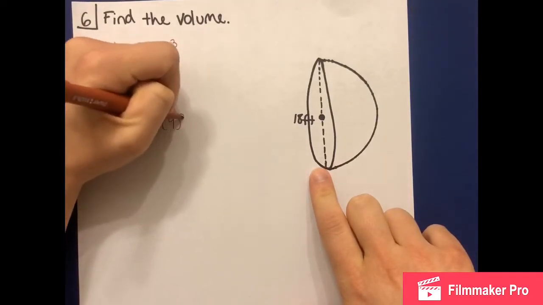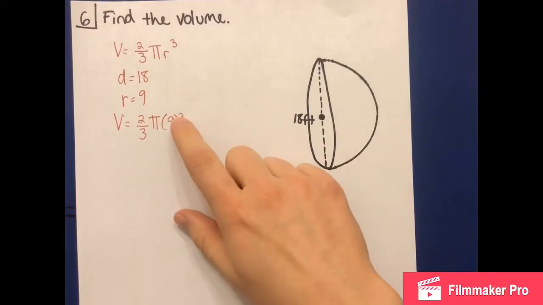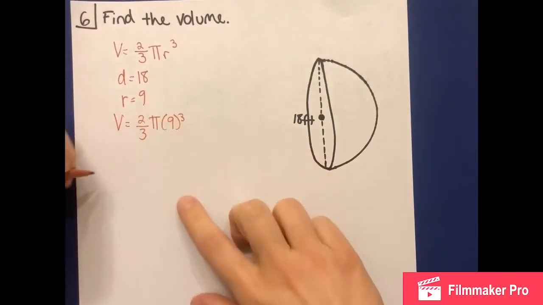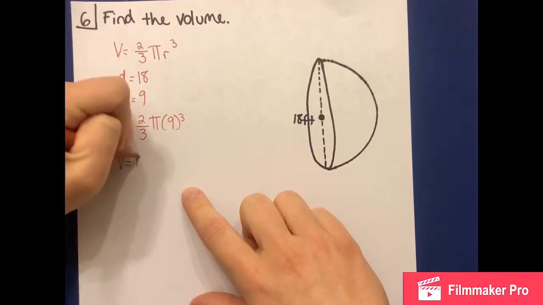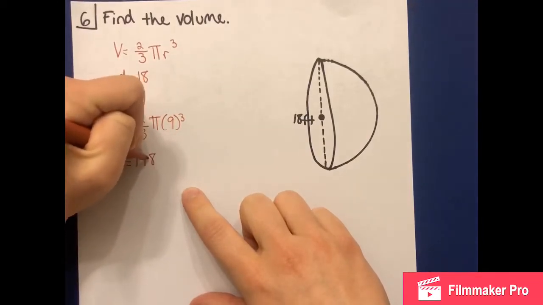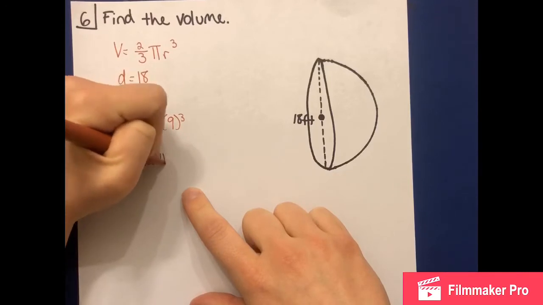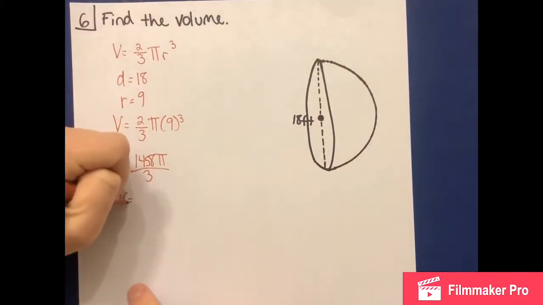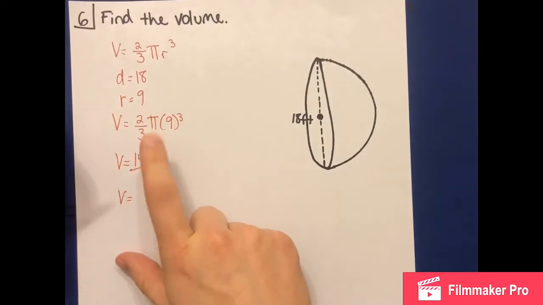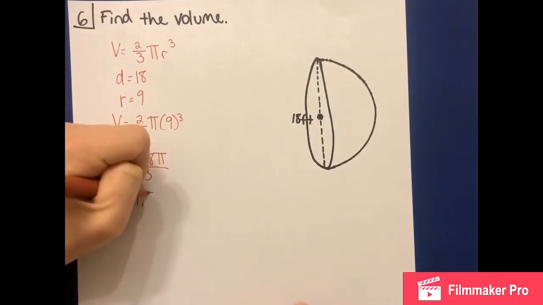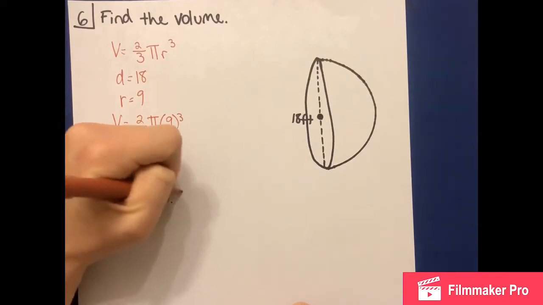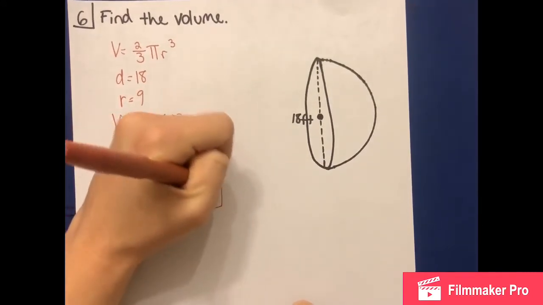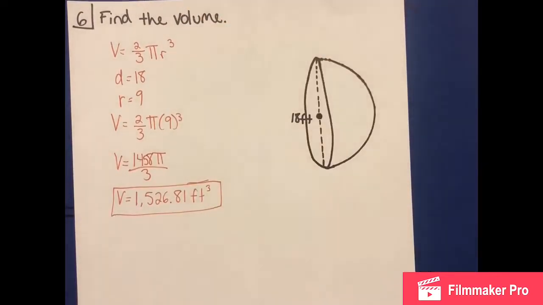This is 9 cubed. So I'm going to cube the 9, multiply it by 2. I get volume equals 1,458 pi over 3. Throw that in my calculator. So you multiply this by pi and then divide it by 3. I get 1,526.81 feet cubed. Reason it's cubed is because it's volume.